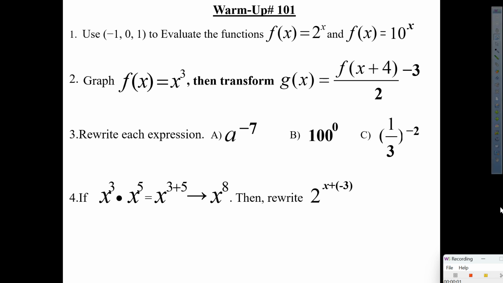Good morning, everyone. Welcome back to another exciting day in mathematics. Whoop, whoop. How's everybody doing? Good? Warm-up 101's on the screen. Let's get started, please.